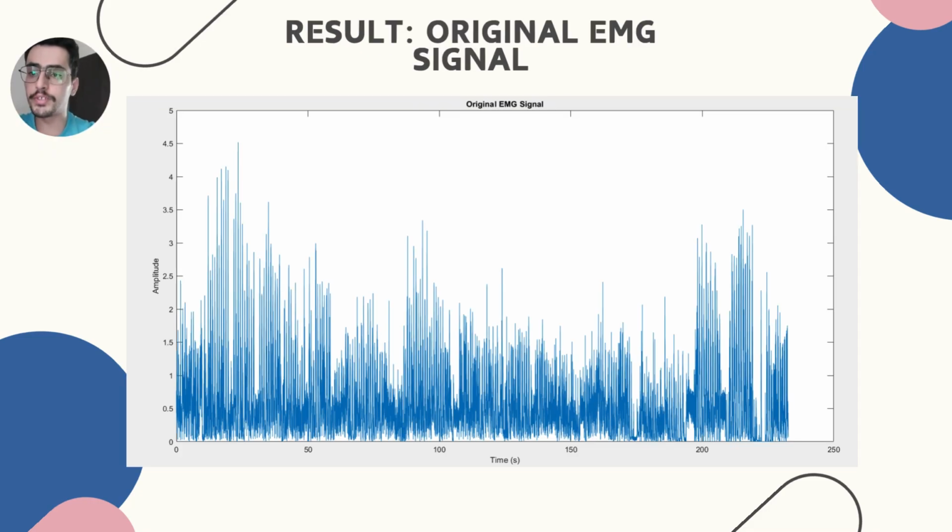So for this slide, this is the original EMG signal captured from a single channel. The x-axis represents time in seconds and the y-axis shows the amplitude. The data was sampled at 1000 Hz. You can see a mix of high frequency components which could indicate muscle activity and some potential noise.